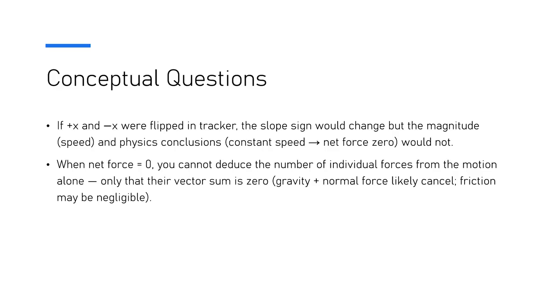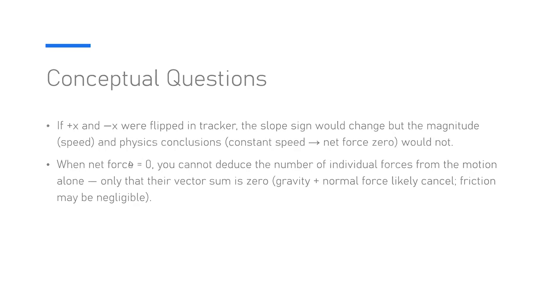One question is, what if I flipped the axis in Tracker so that the position x became negative? In that case, the slope of my position versus time graph would be negative, but the speed and overall conclusions would stay the same. Another question is, what does it mean physically that net force is zero? It means that all the forces acting on the object balance out. For example, there could be pushes and pulls, but they cancel so that the object continues moving at a constant velocity.